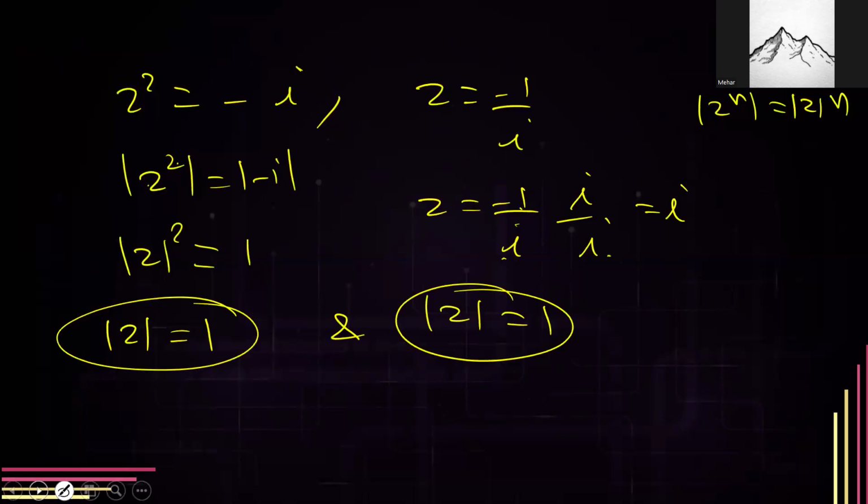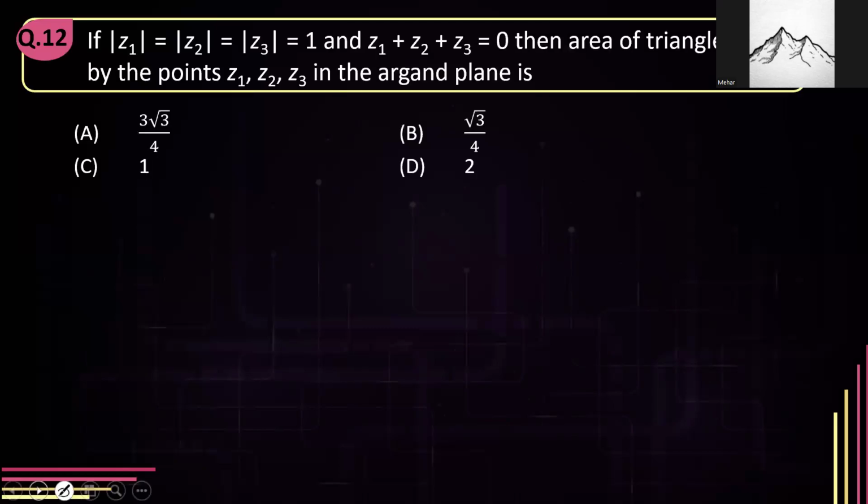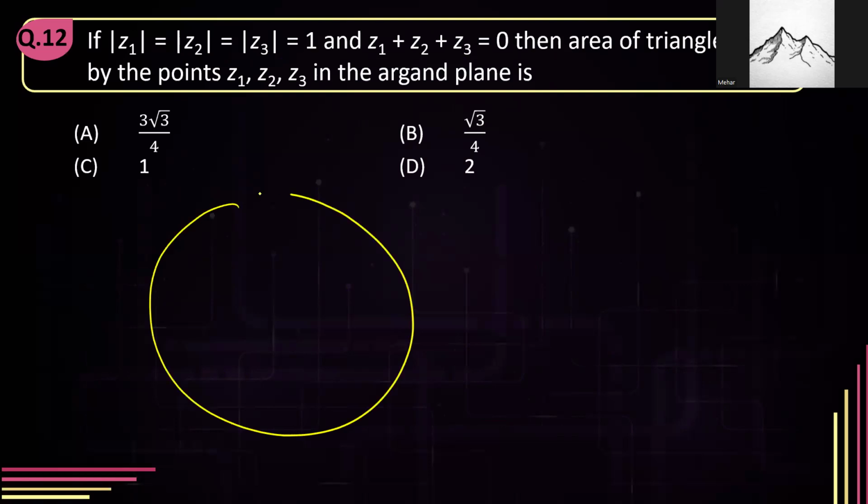So this was quite simple. Let's move on to the next question. Here we have mod z1, mod z2, mod z3 equal. If z1 plus z2 plus z3 is 0, what is the area of the triangle formed by the points? First thing you can see is that when mod z1, mod z2, mod z3 are equal, basically the modulus of a complex number is the distance from the origin. That means all three complex numbers are equidistant from the origin. If all are equidistant, the point equidistant from 3 points is the circumcenter of the triangle.